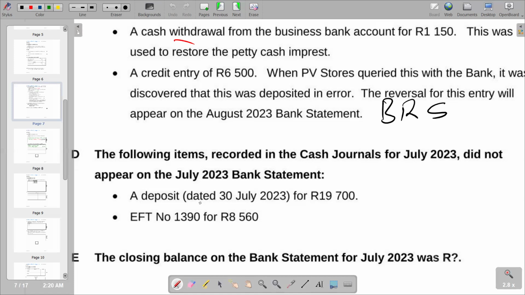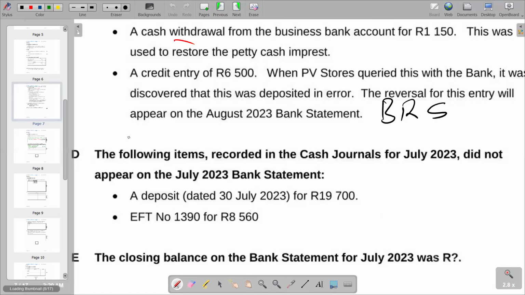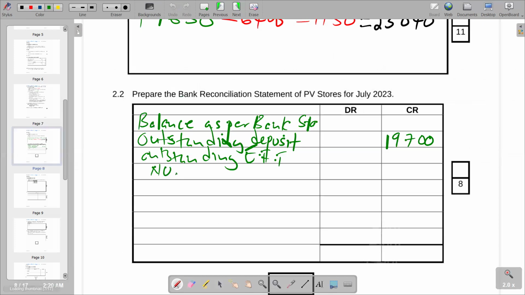So we have an EFT number. This is an outstanding EFT. We can just present it as an outstanding EFT, and we've got a number. We'll try to refer back. It's number 1390 and it's 8,560. So you will see 1390, 8,560. So this is what we have.